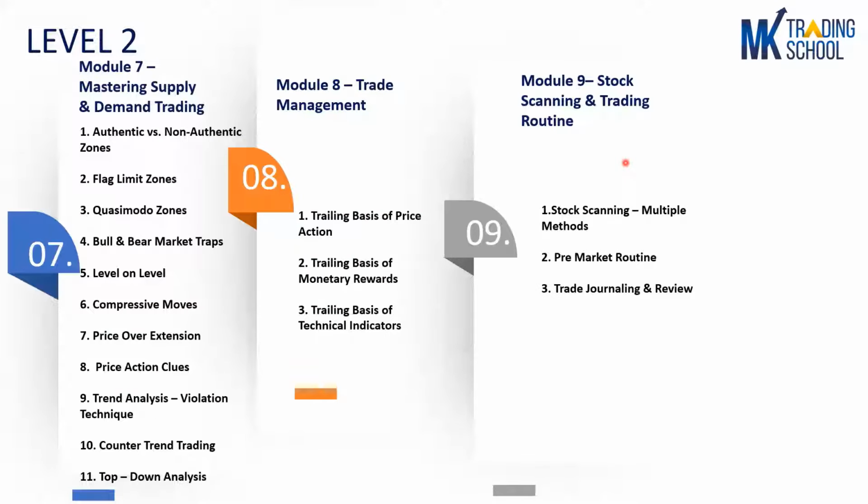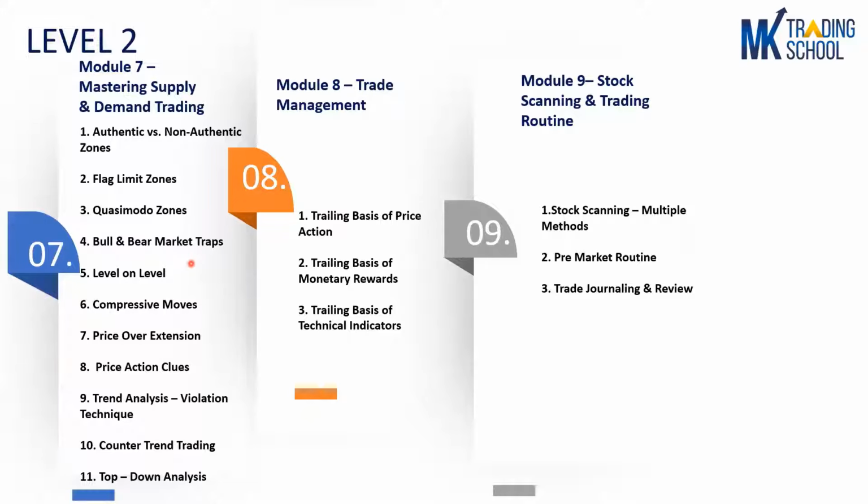Level 2 is where you master supply demand trading. These are the concepts which I use. Otherwise, there are too many concepts in supply demand trading. I'm not teaching everything. So these are some patterns which I focus on: flag limit zones, Quasimodo zones, authentic and non-authentic levels. This is what I will focus on: bull market traps, bear market traps.